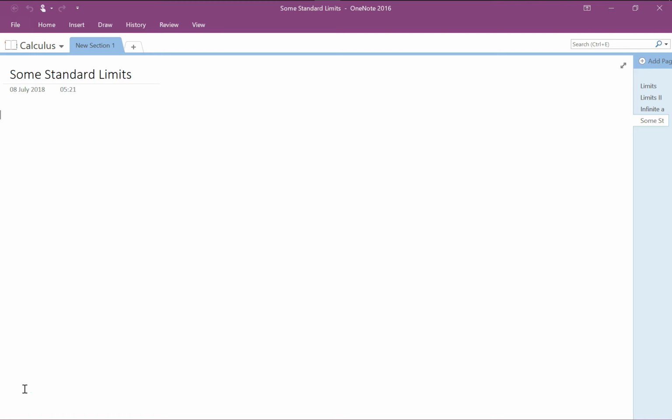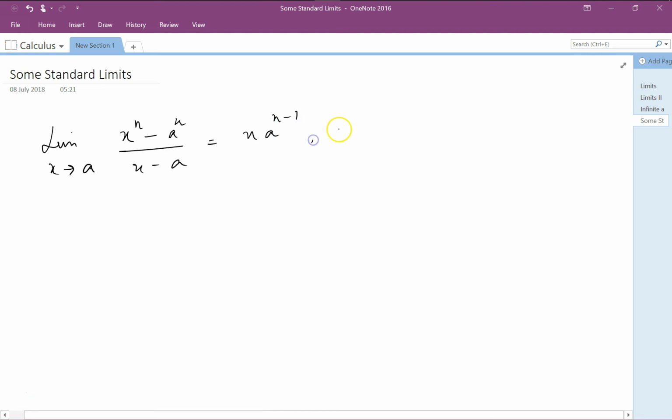Let's look at some standard limits and proofs for some of them. Limit as x approaches a of (x to the power of n minus a to the power of n) by (x minus a) is equal to n a to the power of n minus 1. Now here, this is for all n belonging to rational numbers.